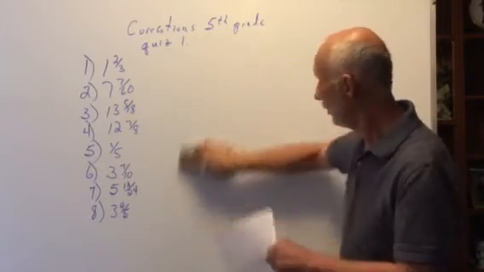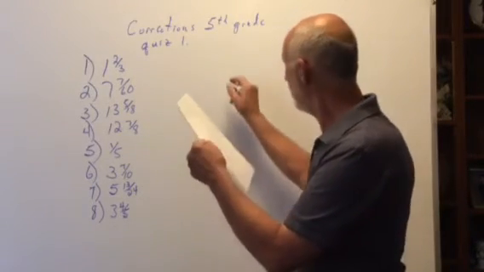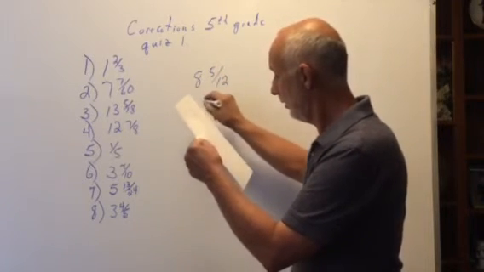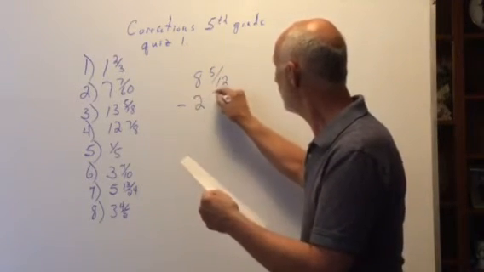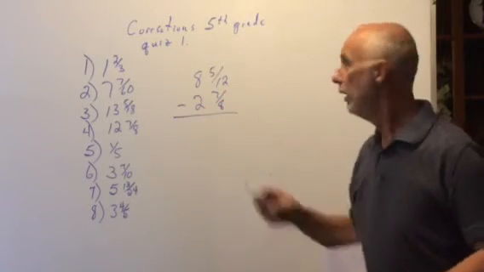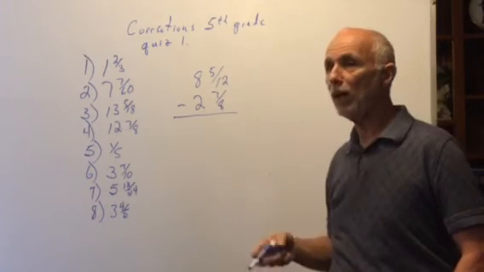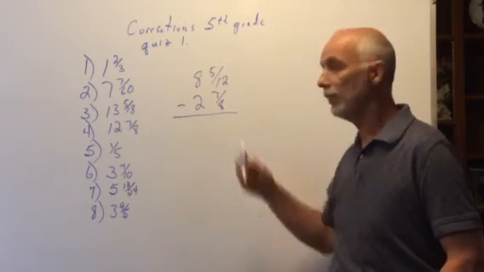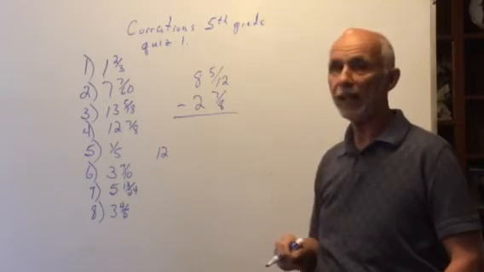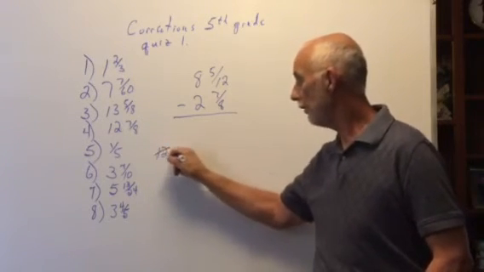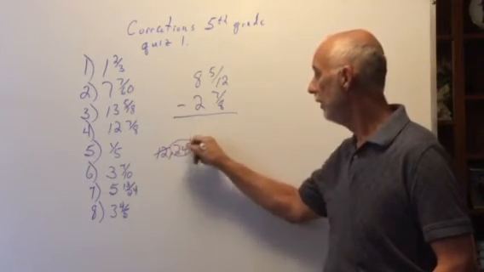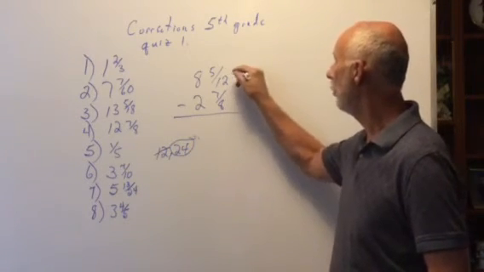The next subtraction problem says 8 5/12 minus 2 7/8. Once again, I need to start by finding a common denominator. Take the biggest denominator, 12, and list the 12 times table till you find something that 8 goes into. 12 times 1 is 12. Does 8 go into that? No. 12 times 2 is 24. Does 8 go into that? Yes. Ding, ding, ding. My common denominator is 24.